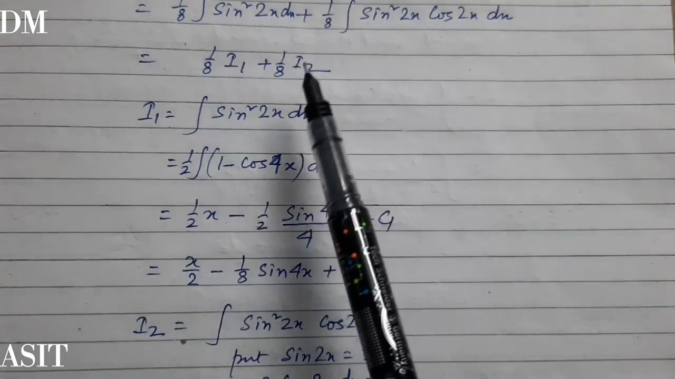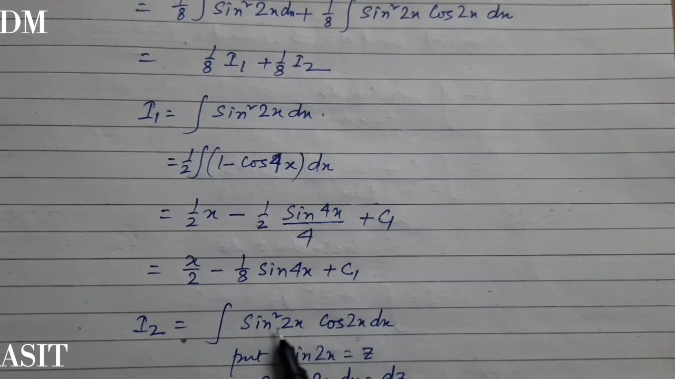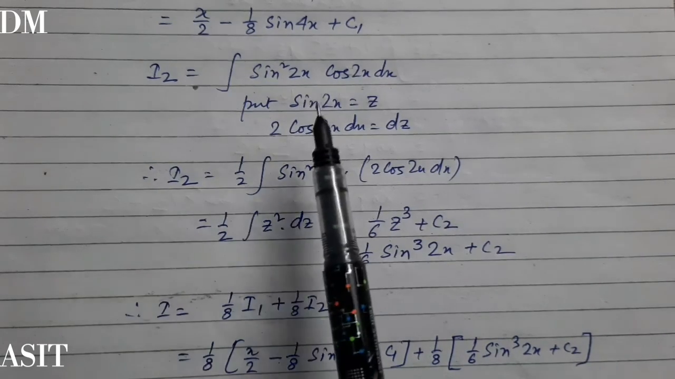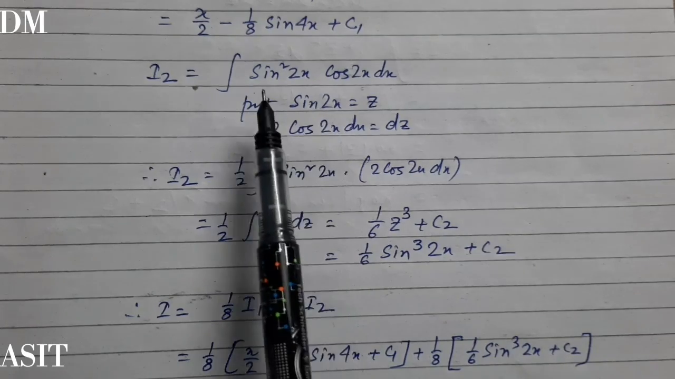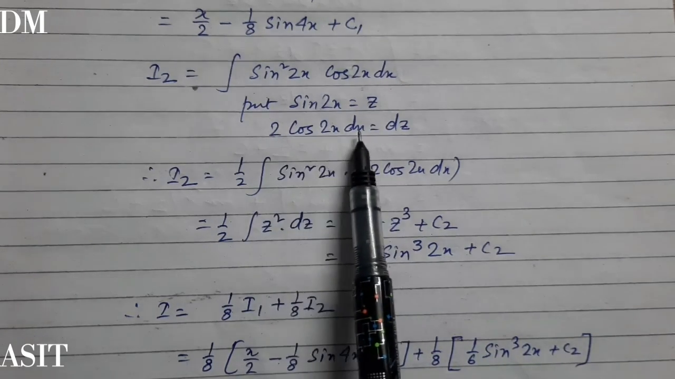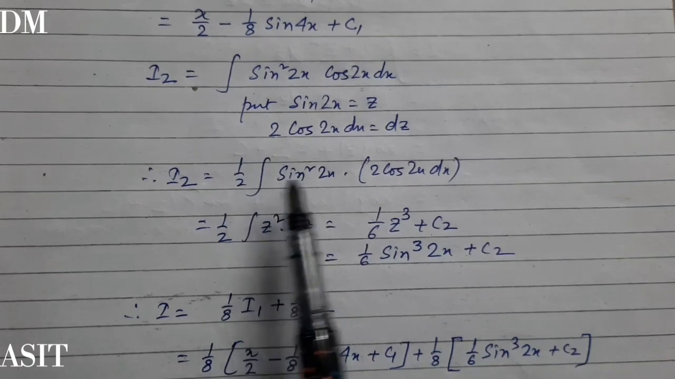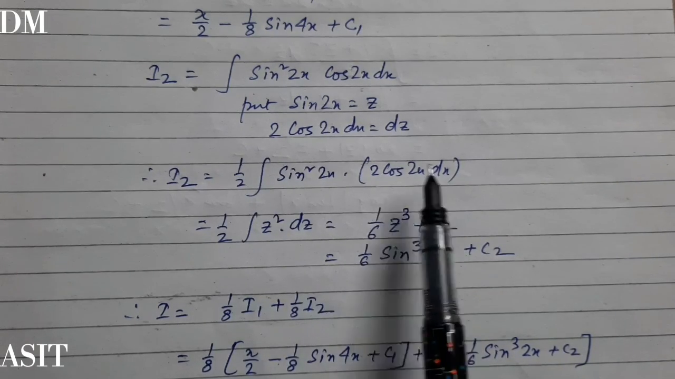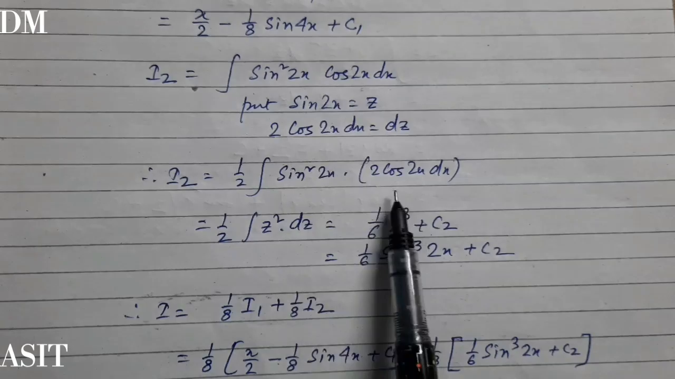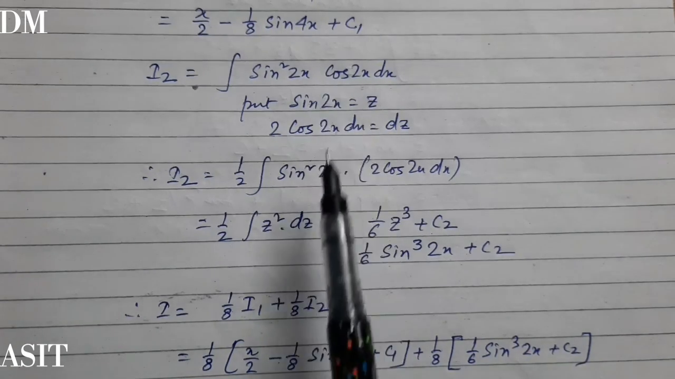Now the next one is I2, integration of sin square 2x cos 2x. We can apply the substitution method. Sin 2x we can assume as z, so 2 cos 2x dx will be dz. So we need to adjust for 2. So 1 by 2 times 2 cos 2x dx here. So 2 cos 2x dx will be dz and sin square 2x will be z square.